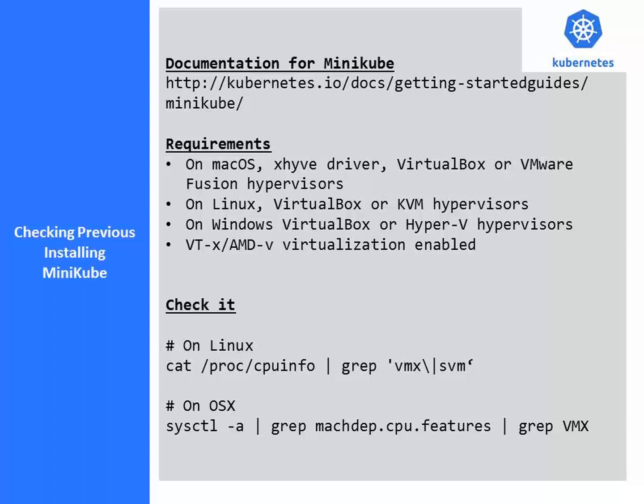To use Minikube, check the prerequisites. On macOS, xhyve driver, VirtualBox or VMware Fusion hypervisors. On Linux, VirtualBox or KVM hypervisors. On Windows, VirtualBox or Hyper-V hypervisors. VT-x or AMD-V virtualization enabled. To check if virtualization support is enabled, run the appropriate command from below. The next command will output something if virtualization is enabled.